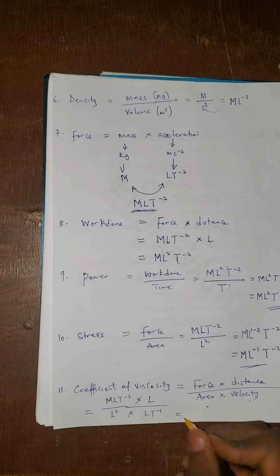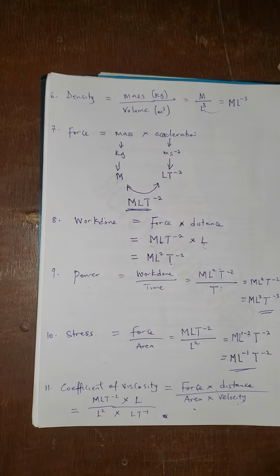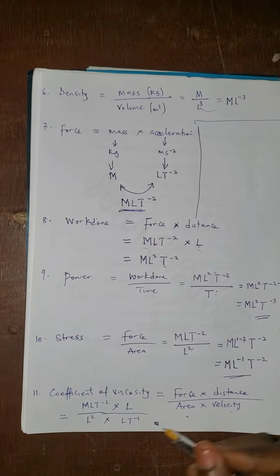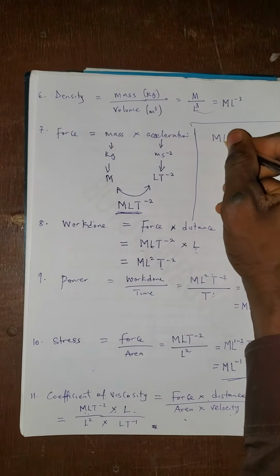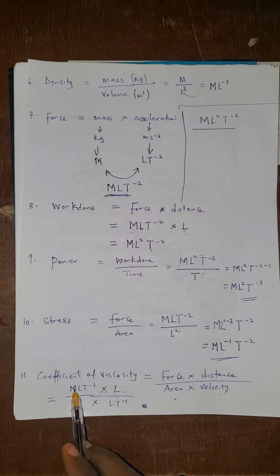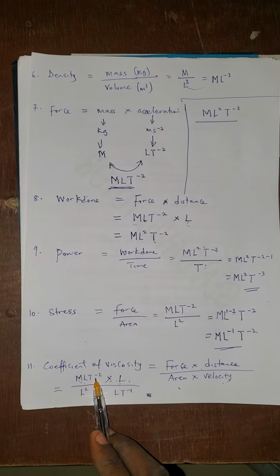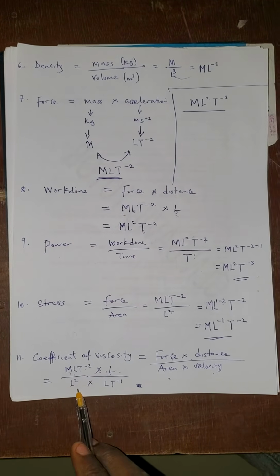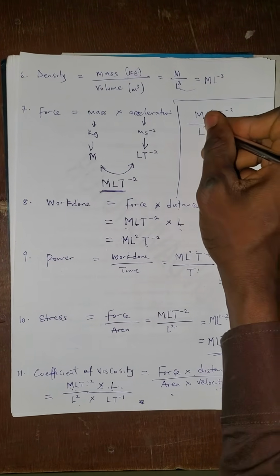Don't forget, this will finally become, if you multiply this, M L squared, then T raised to minus 2. That's for the numerator. L times L here will be L squared. Then we have T raised to minus 2. Let's come to your denominator. L squared times 1 L here will be L cube.